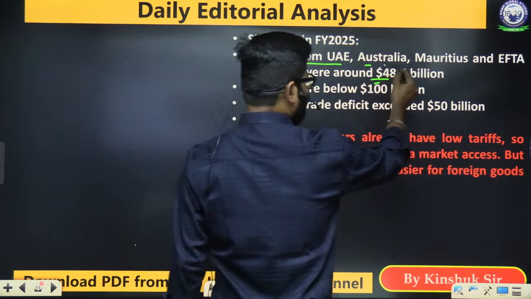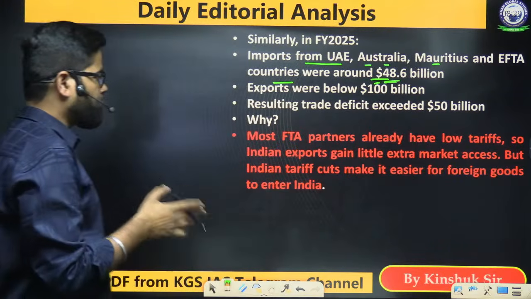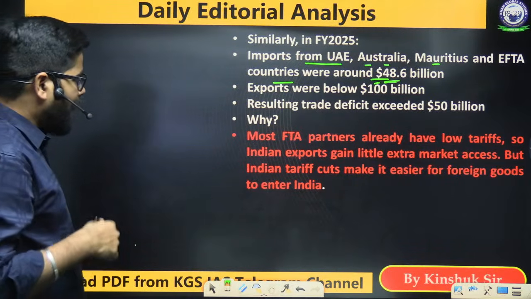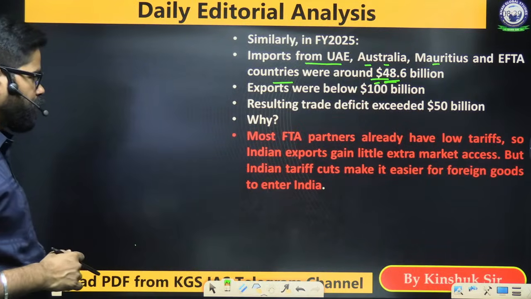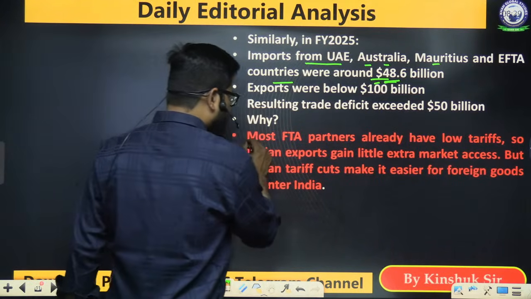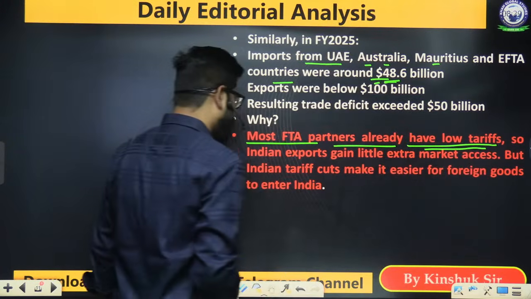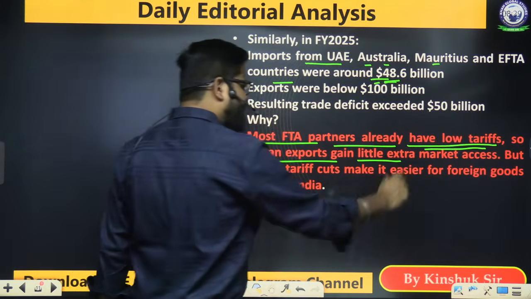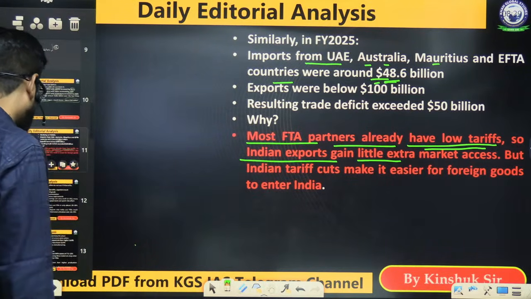Import from UAE, Australia, Mauritius was 48.6, exports were 100. So our trade deficit has exceeded $50 billion. This is one of the reasons: most of the FTA partners already have lower tariffs, so Indian exporters are getting little extra market. This is one of the major challenges which we see here.